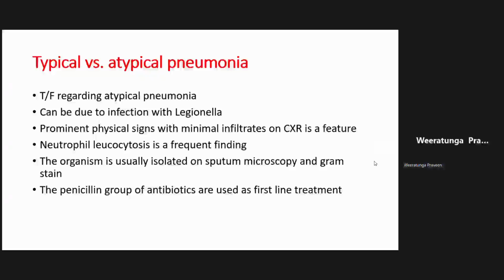True or false regarding atypical pneumonia? So remember, the fundamental difference is the interstitial versus alveolar inflammation. Atypical pneumonia can be due to infection with Legionella. Yes, we know that.